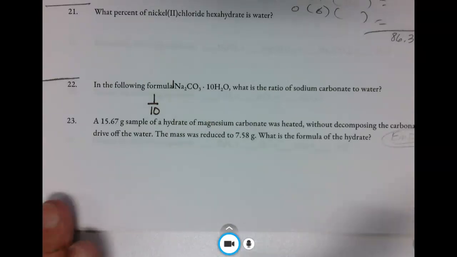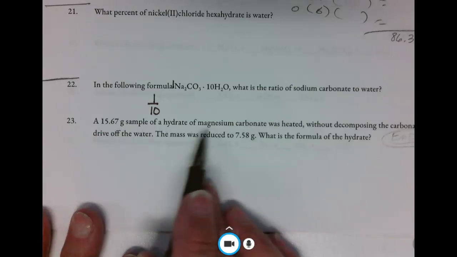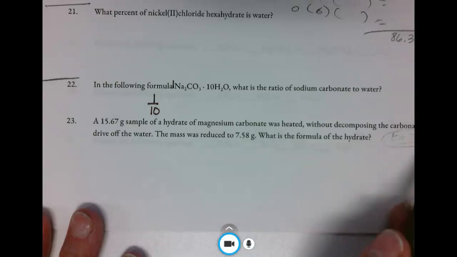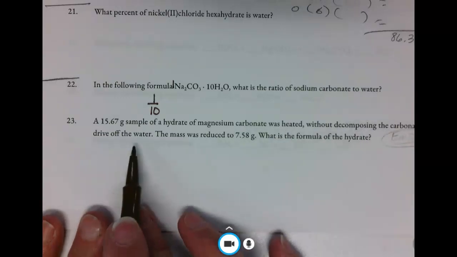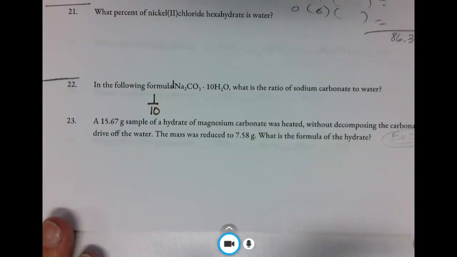So here is our example. You have 15 grams of a hydrate of magnesium carbonate. It's heated without decomposing the carbonate to drive off the water. In other words, this is like our blue stuff that we did. We took it back there and we drove off the water. We didn't actually decompose the copper sulfate that we had. We just drove the water off, assuming that we stopped at that spot. Then we measured what was left. So that's what's happening here.